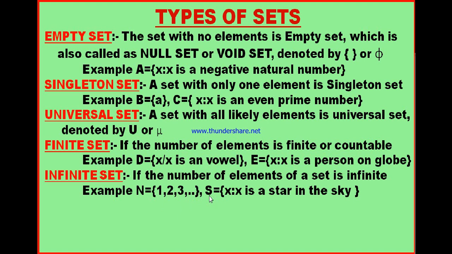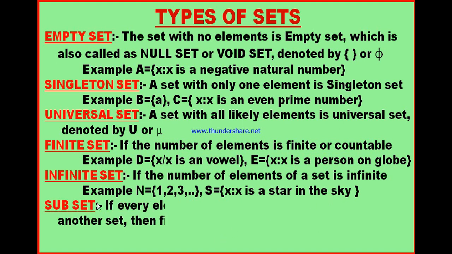Take this example. S is equal to set X such that X is a star in the sky. You cannot count the number of stars in the sky. Therefore, it is infinite. Whereas you can count the number of persons on the globe. Therefore, it is finite. The next is subset.